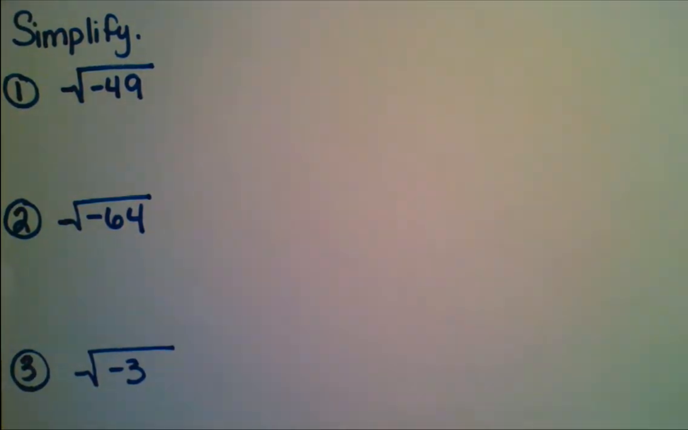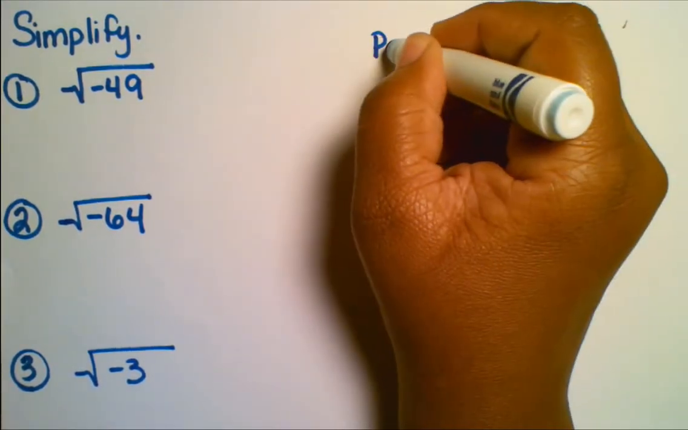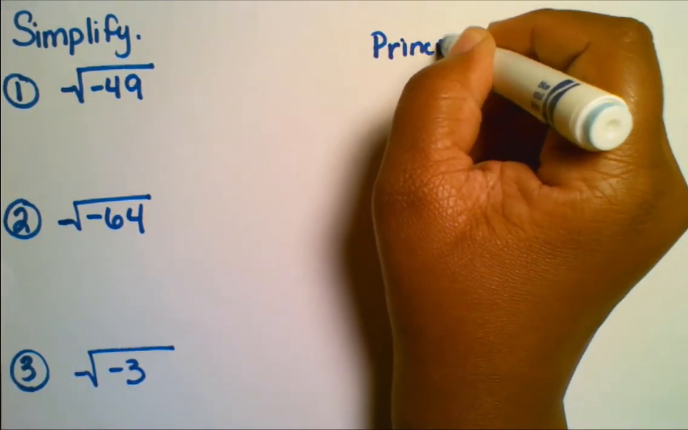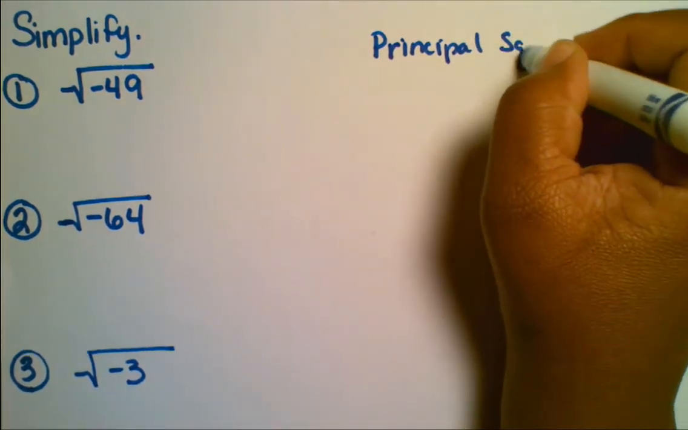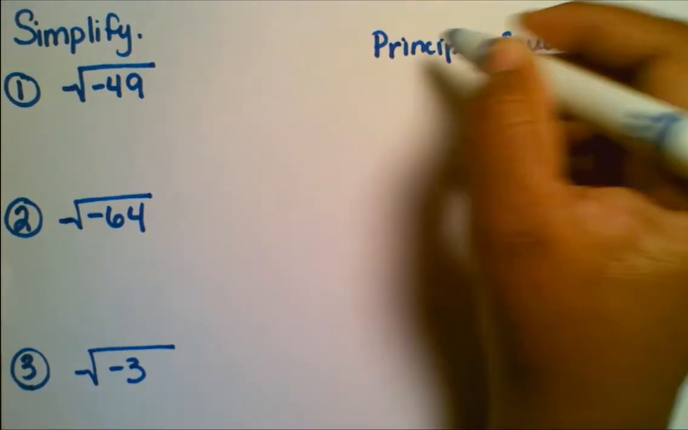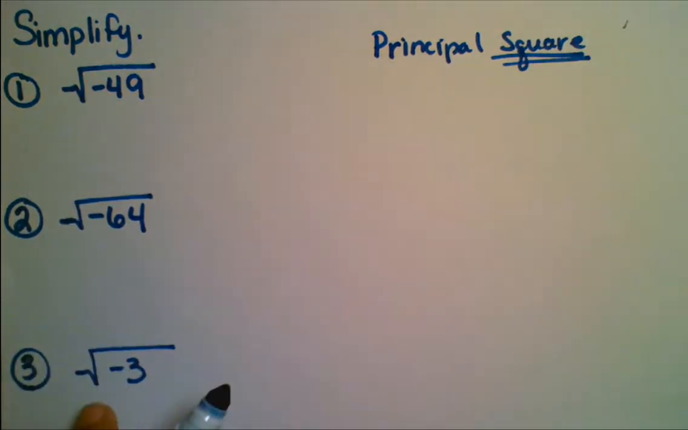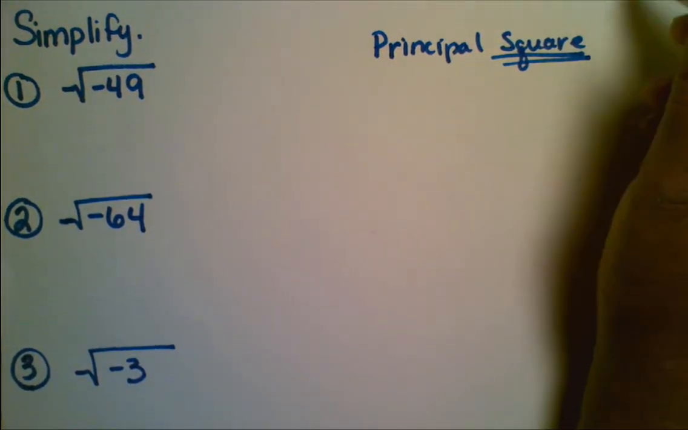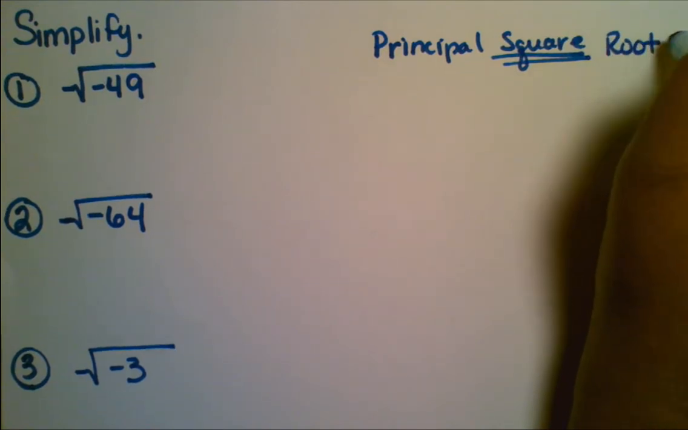Before, when we were talking about taking the square root of negative 9, we would say we can't do it, it's not a real number. Now we have what's called the principal square root of a negative number. The index must be 2 in order for us to use this rule.